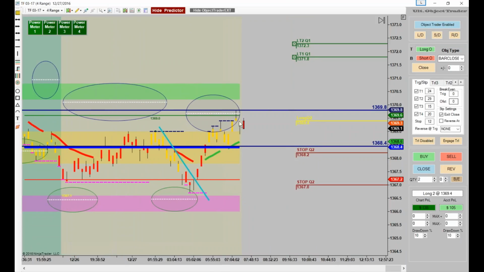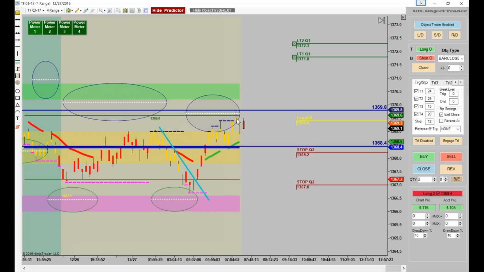Although it didn't close above it, it did wick 4 ticks above it. So you can consider that a little bit more of a close bar when they wick that high. That's what I was saying this morning in the trading room. But I would rather have a close bar.